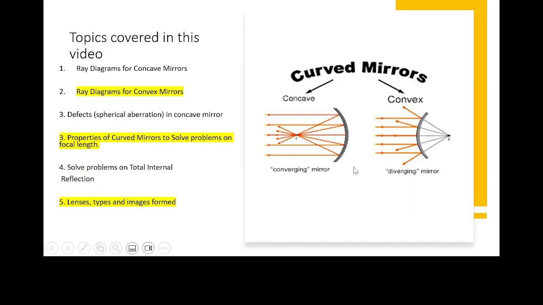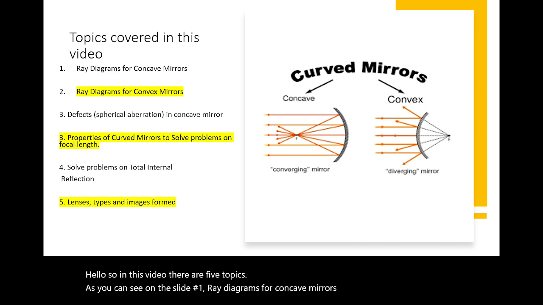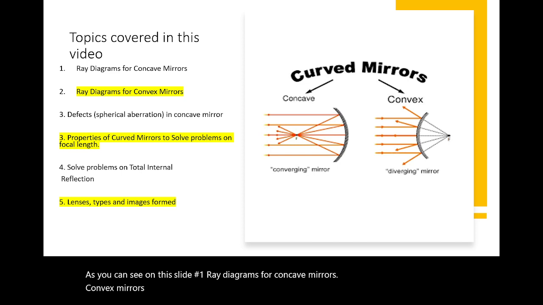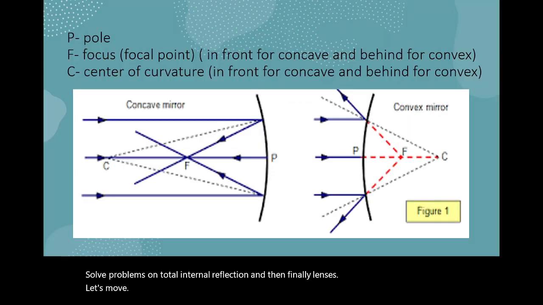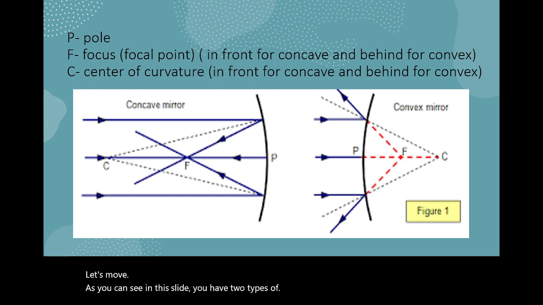Hello. So in this video, there are five topics as you can see on the slide. Number one, ray diagrams for concave mirrors, convex mirrors, and then defects, which is a spherical aberration. Then properties of curved mirrors, solve problems on total internal reflection, and then finally lenses. Let's move. As you can see in this slide, you have two types of mirrors.